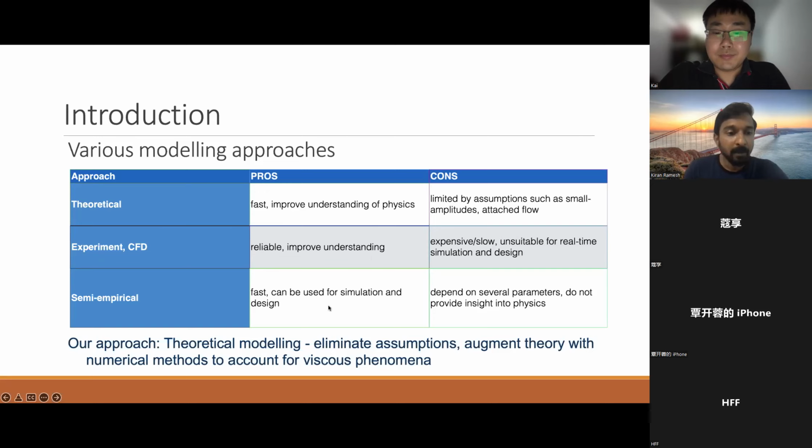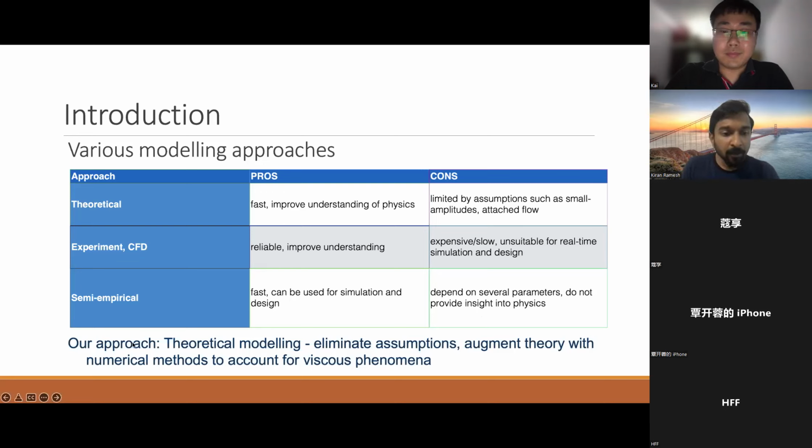We also have a class of methods called semi-empirical methods, like the Leishman-Beddoes model and so on. And these are very fast and they've been used very successfully for simulation and design. However, these usually depend on empirical parameters and they don't provide too much insight into the flow physics because they're typically based on curve fits and empirical data.